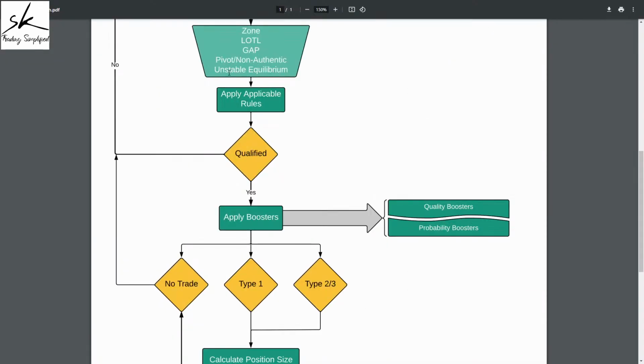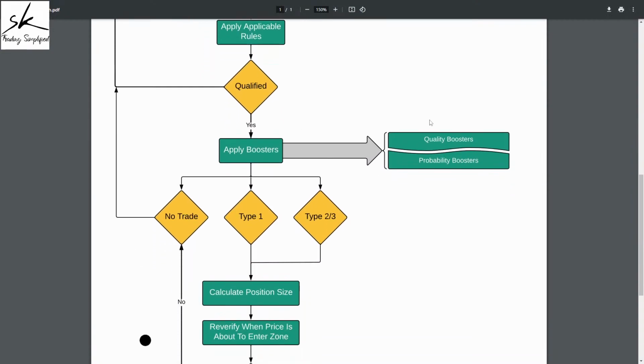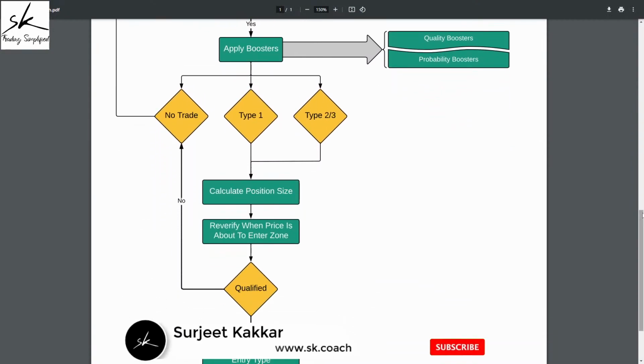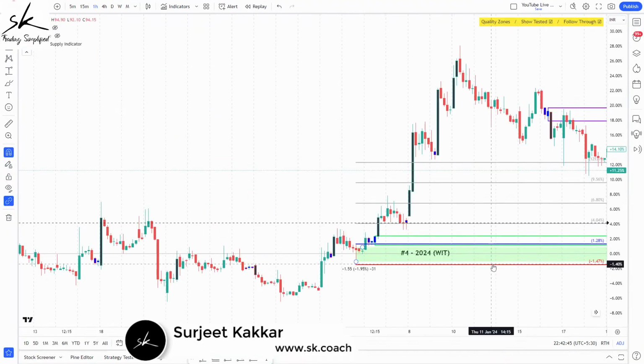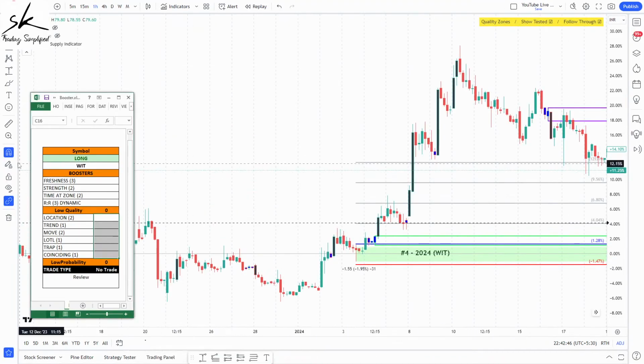Next, unstable equilibrium. It's not a case of unstable equilibrium. So after looking at all the applicable rules, is the zone qualified? The answer is yes. And now that we have a qualified zone, the next thing we'll do is the booster scoring. So let's bring up the boosters. Give me a second. The first one is freshness. The zone is definitely fresh, gets a score of 3.